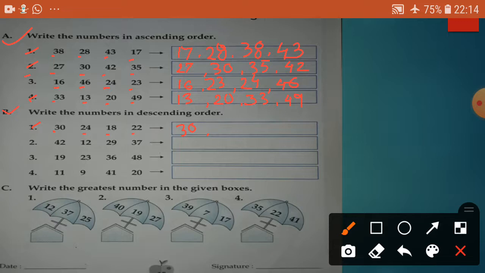Then you see 24, 22. You know 24 once, you see once, 4 2. 24 is bigger than 22. So write first 24. After you write 22. Last you write 18.